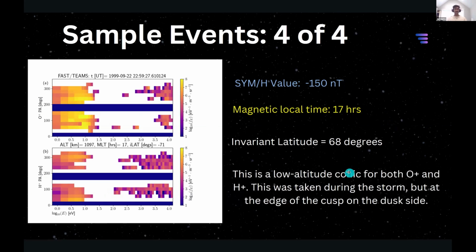And so our last sample event had a SIM-H value of negative 150 nanoteslas, so it did happen during a storm, with a magnetic local time of 17. This is a low altitude conic for both O plus and H plus, and it was taken during a storm, but at the edge of the cusp.